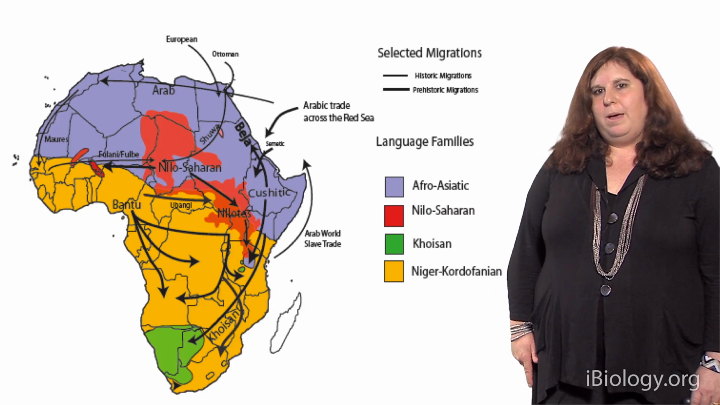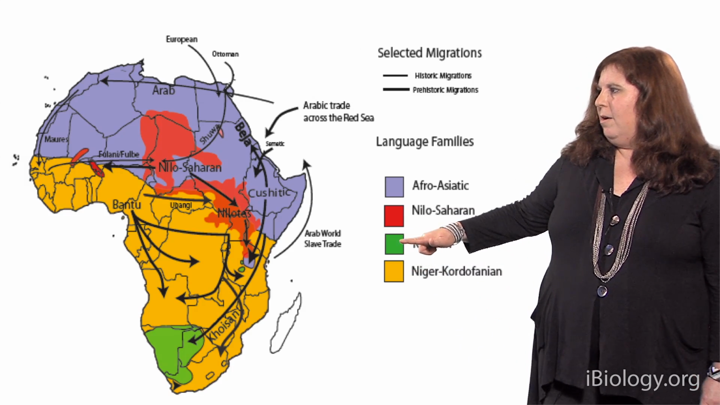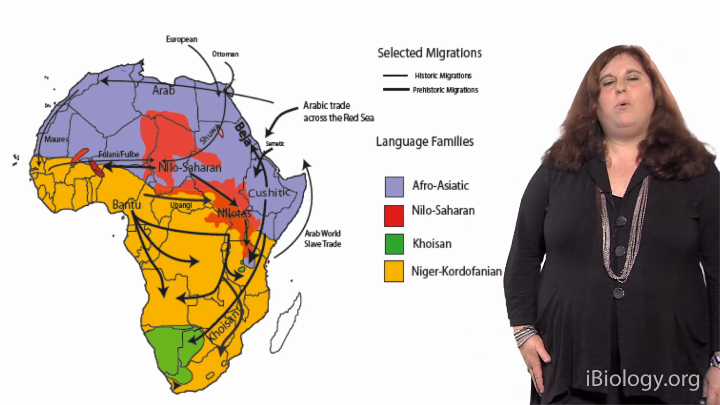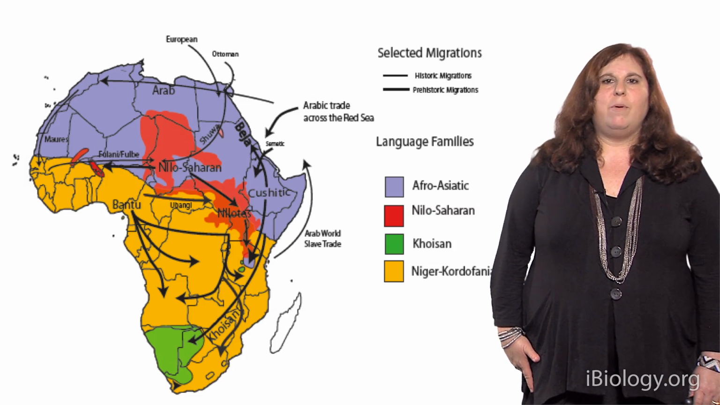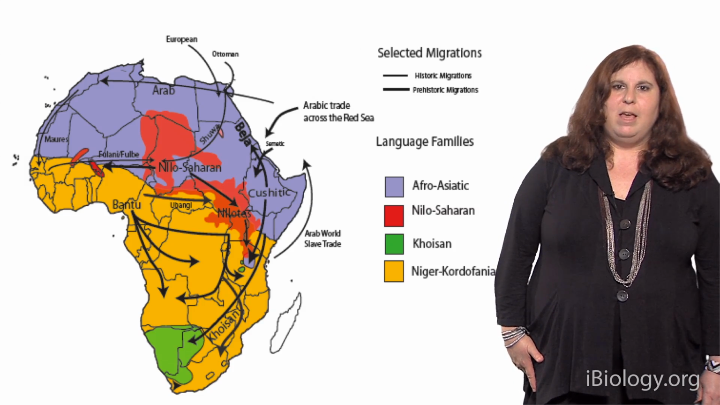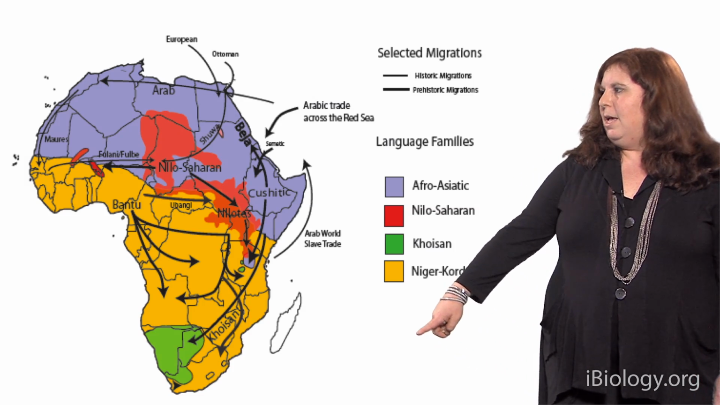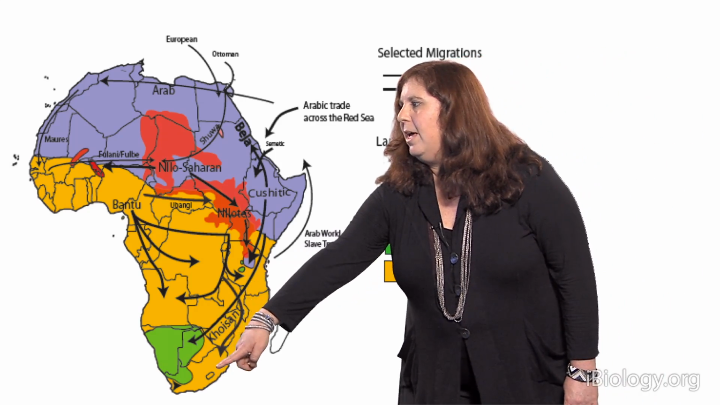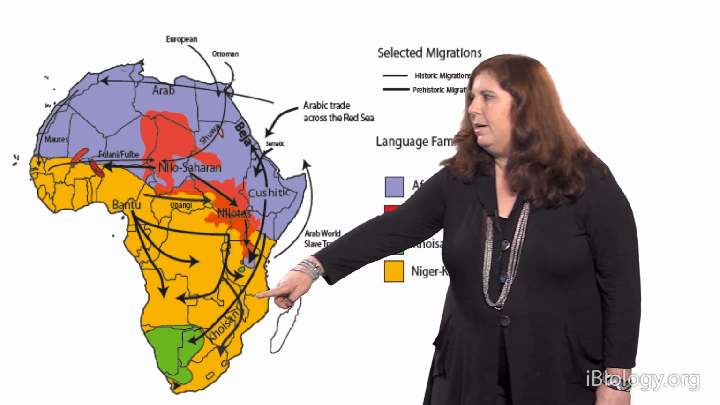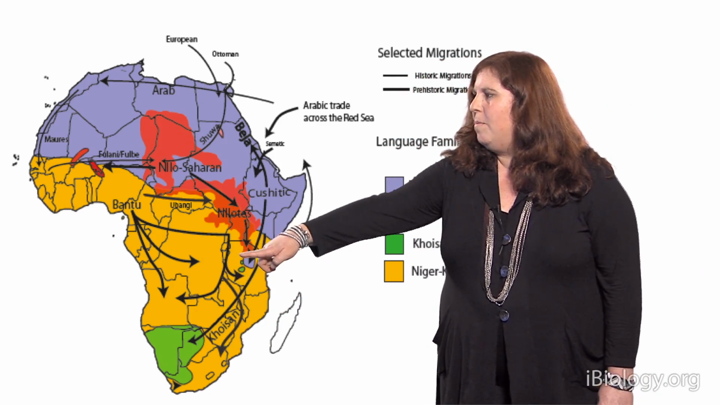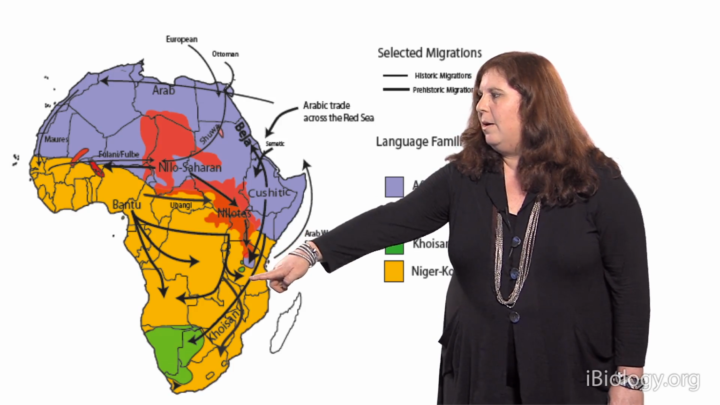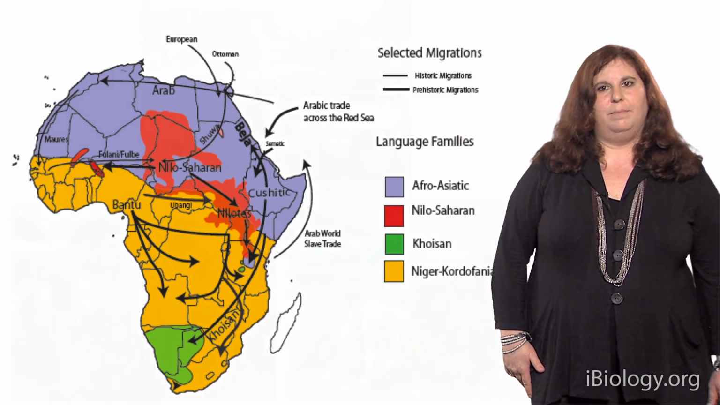The 4th language family, shown in green here, is classified as Khoisan, and it consists of languages that have click consonants. So these are found predominantly amongst the San hunter-gatherers in Southern Africa, and also amongst 2 groups called the Hadza and the Sandawe, who live in Tanzania.